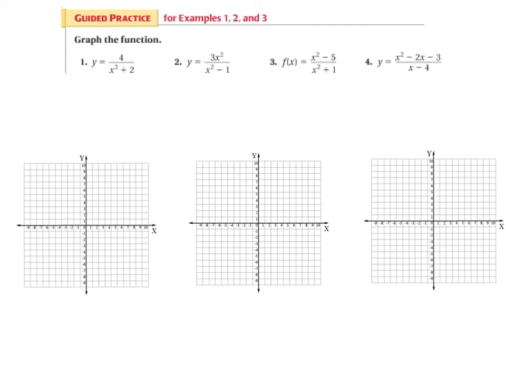Here are 4 rational functions that you can graph. I only have 3 graphs, so I'm just going to graph 1 and 2 and 4. If you want to do 3 as well, go for it. You can always do these on your calculator. So pause the video now and get started. You know the 3 elements I'm looking for, and then make some tables and see how these turn out. Pause the video now.